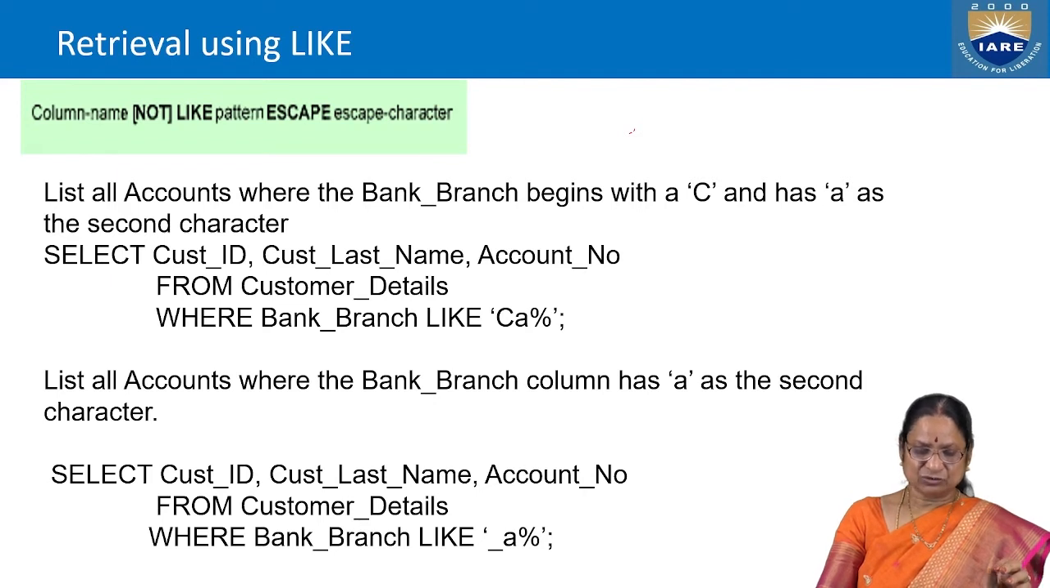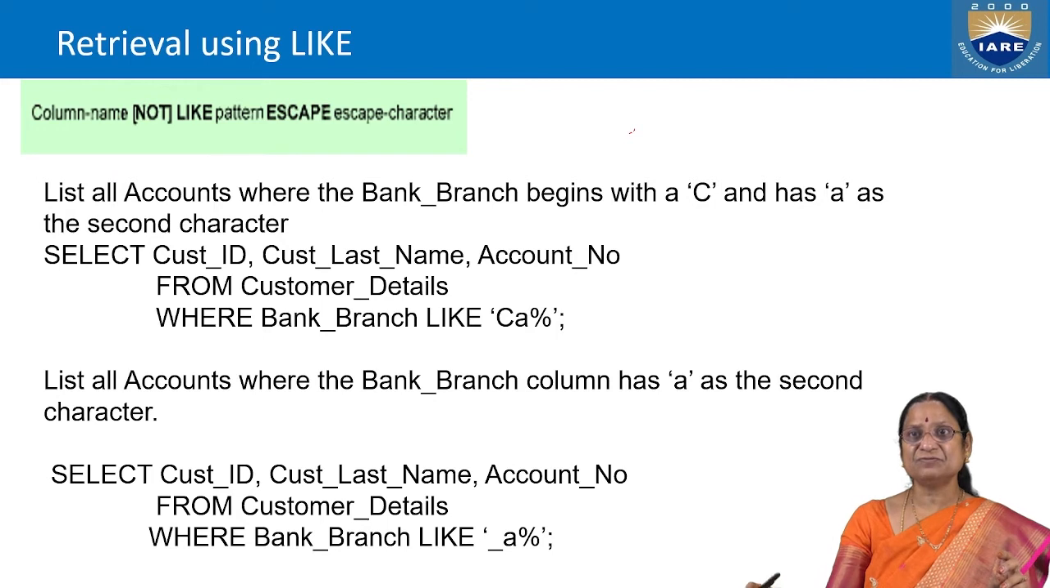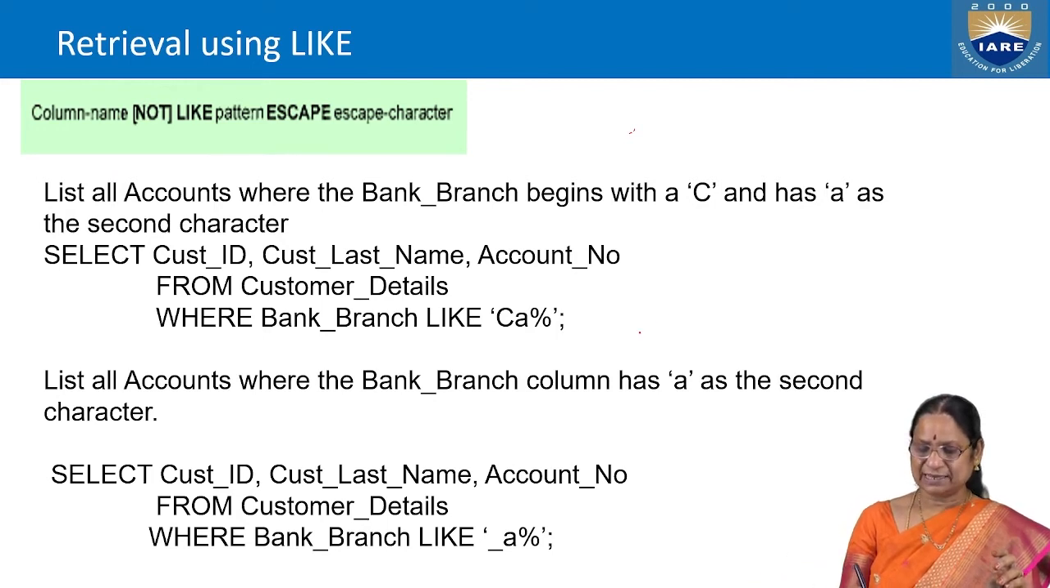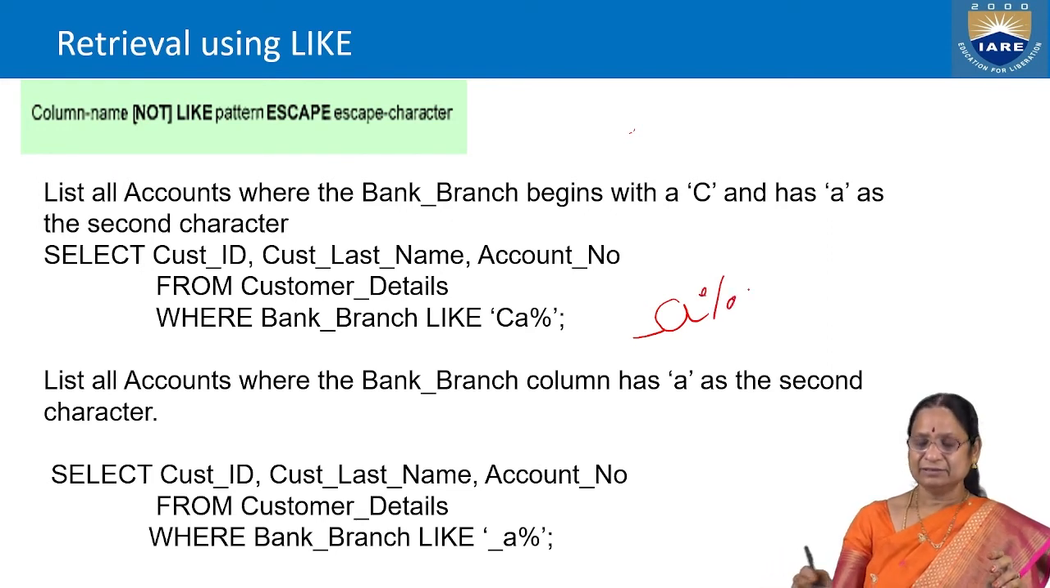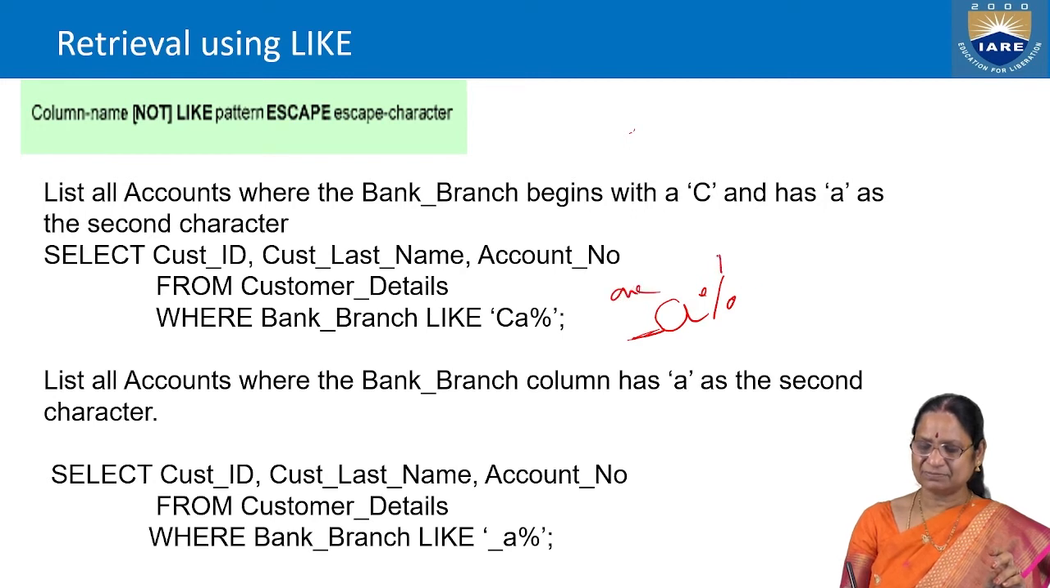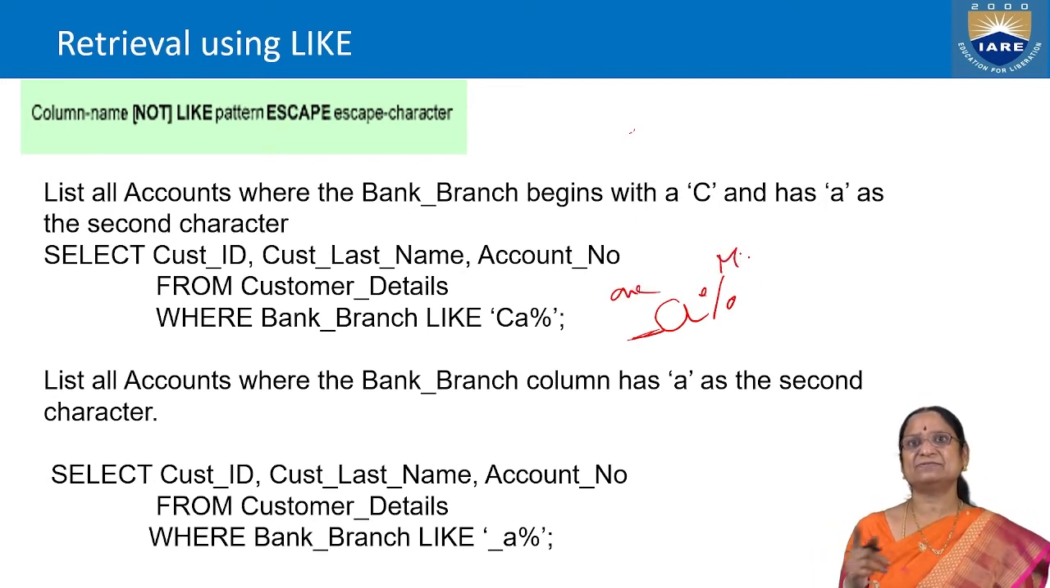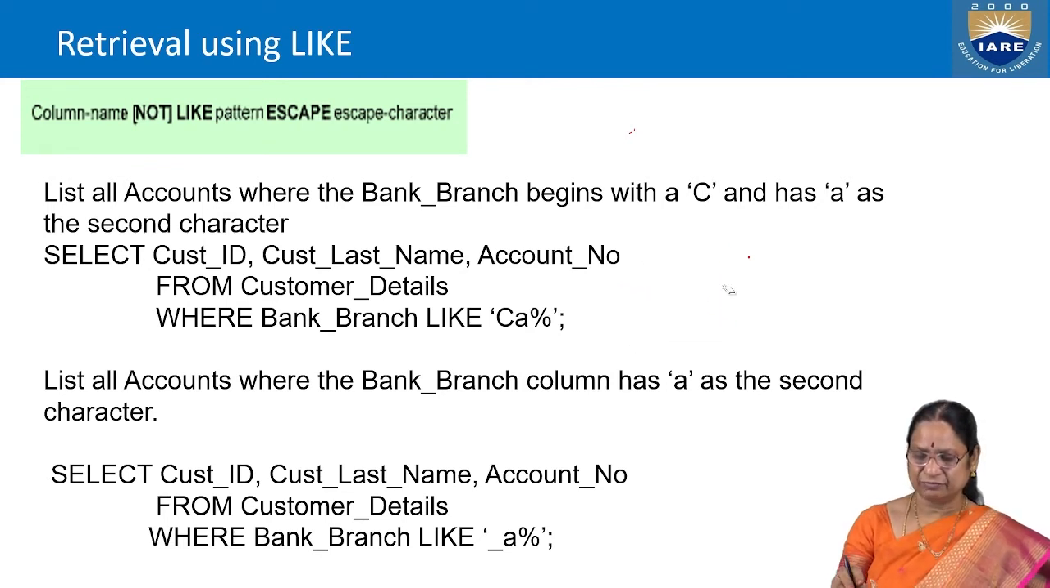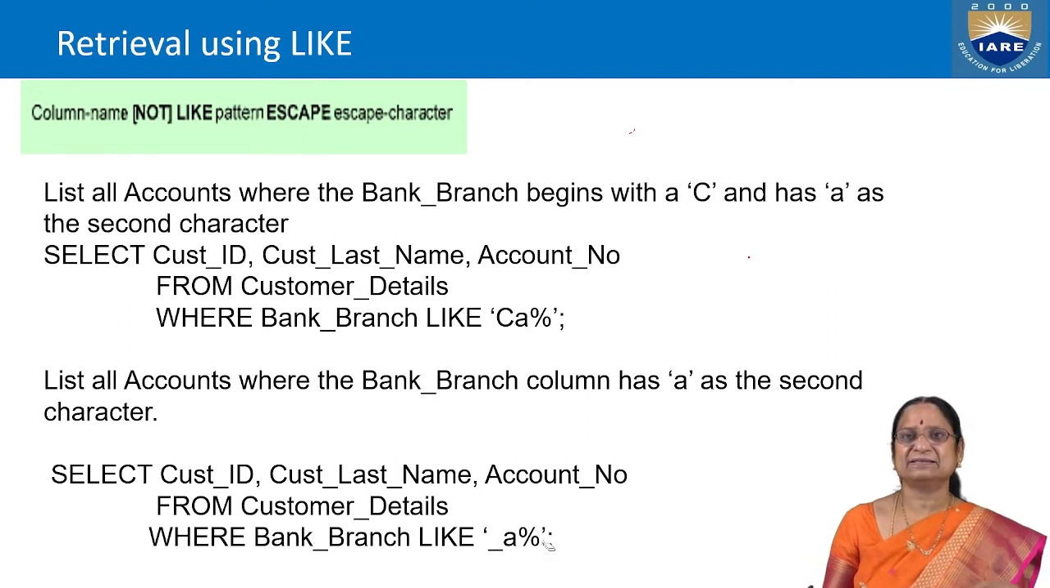Another example, list all accounts where the bank branch column has A as the second character. What is the first character? We don't know. The first character can be anything, but the second character is A and the remaining characters are anything, percentile. When we are using underscore it means one character. Percentile means multiple. Because the first is only one character, we are using one underscore in the comparison. Bank branch LIKE underscore A percentile.